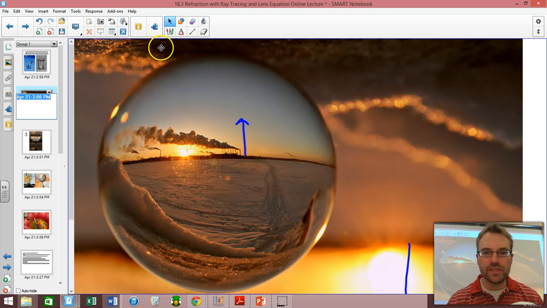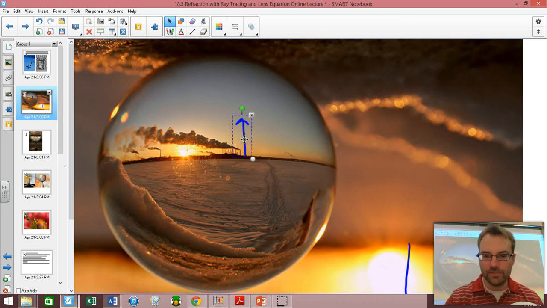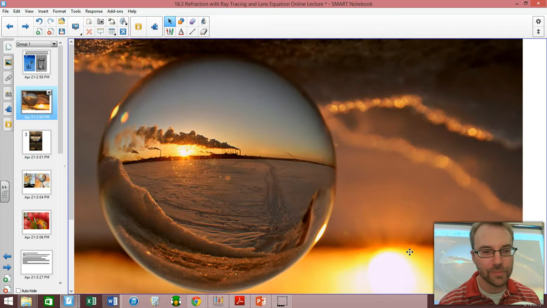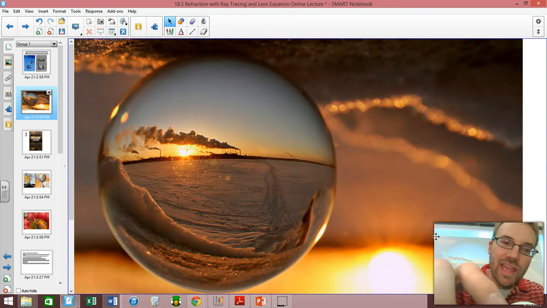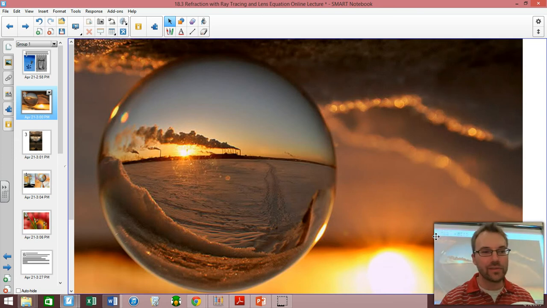So the purpose of today's lecture is to answer the question, when you look into a lens, what sort of image are you seeing here? This is an image that I grabbed off the internet. I think this is a drop of water or a glass ball or something, and you're looking through it and you see that it's upside down. In the picture, it's right side up, but when you look at the background, it's upside down.